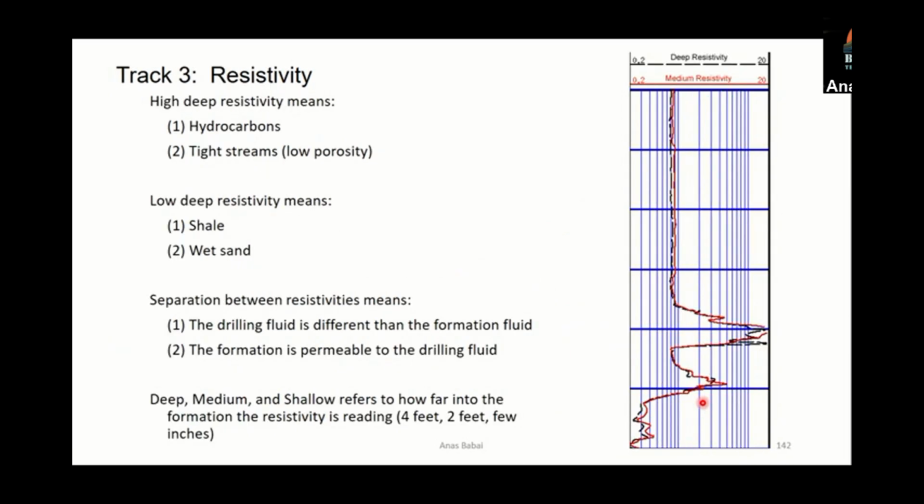Now, as we mentioned, we will go to the resistivity. As we see here, the resistivity is showing low resistivity, which is either water or wet sand, but as we saw, this interval is shale, so it's mostly the water in the shale that gives us this type of resistivity. If we see a high resistivity value, it can either be hydrocarbon or tight streaks of low porosity.